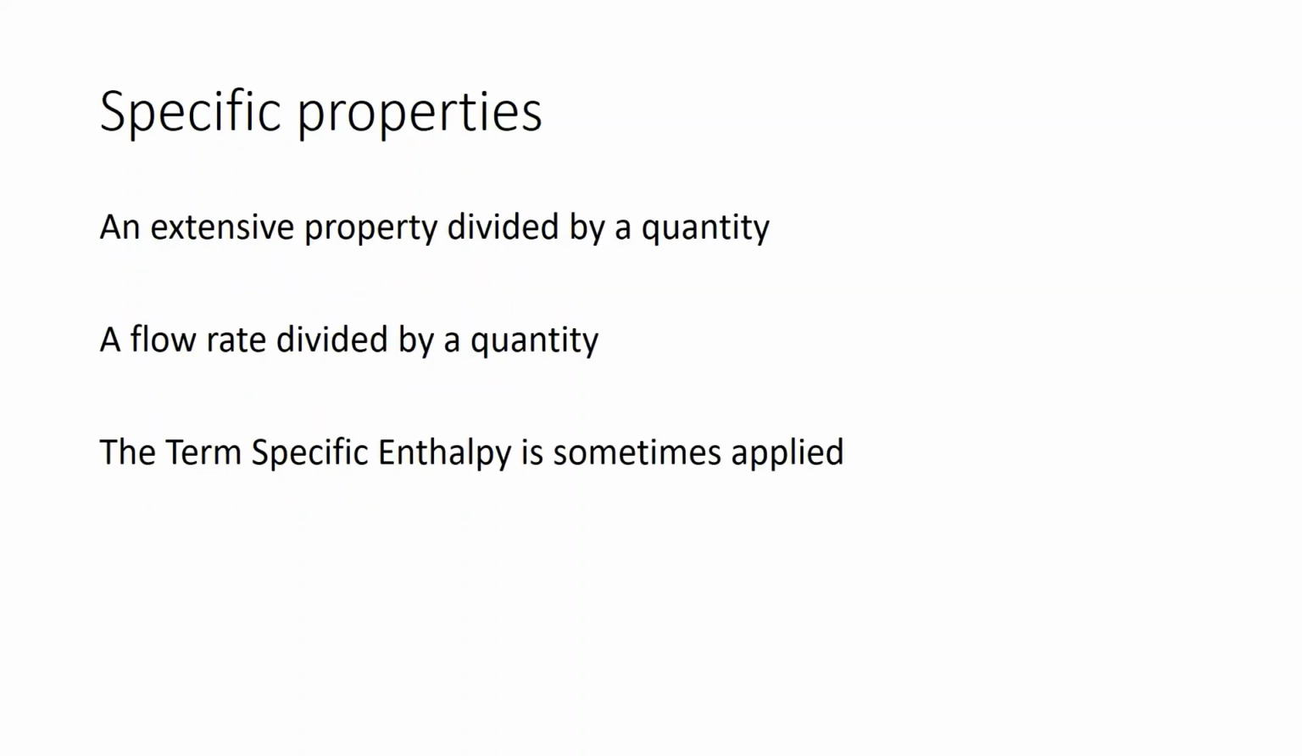Specific properties are an extensive property divided by a quantity, or a flow rate divided by a quantity. The term specific enthalpy is applied when we're talking about enthalpy per quantity, and joules per mole would be one example. A lot of times we get values in joules per mole, and then we're given moles, so we have to cancel out the moles to figure out total heat. The specific enthalpy, an example again, is joules per mole.